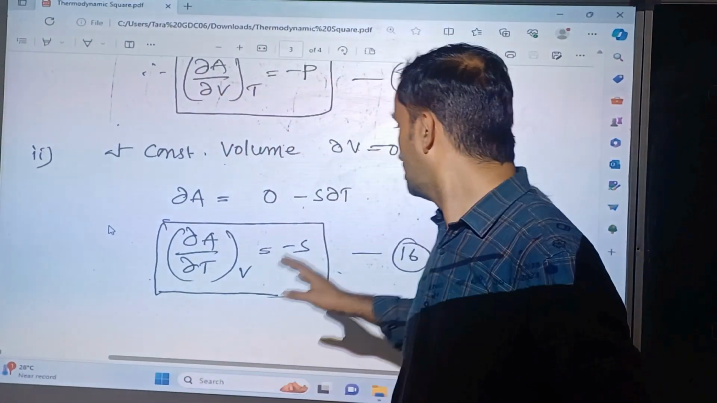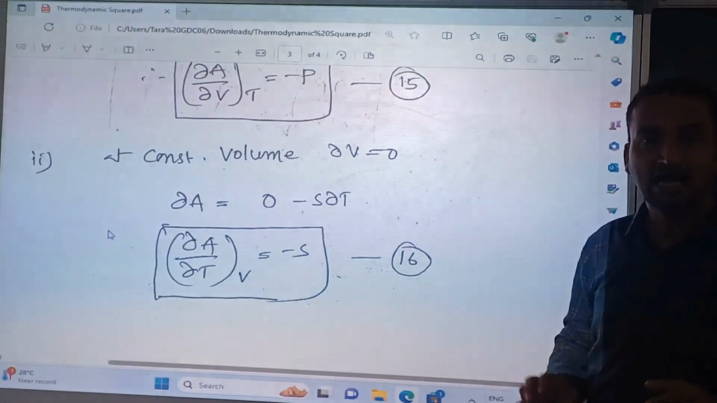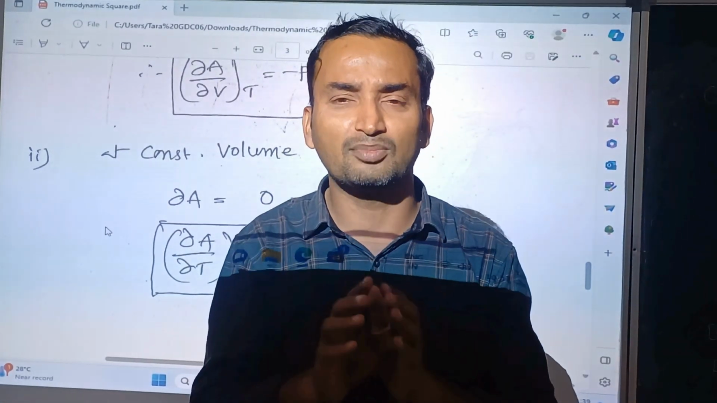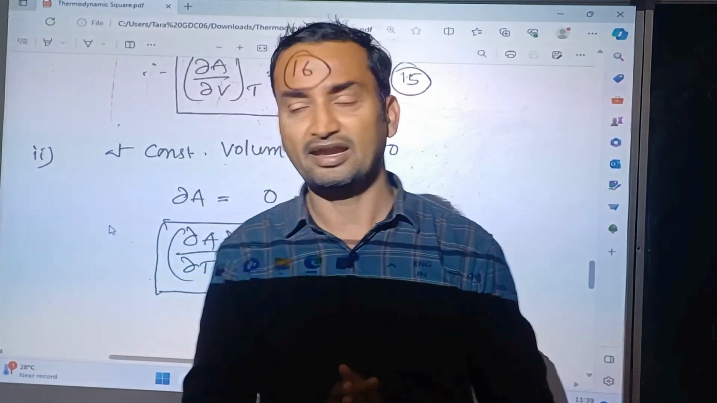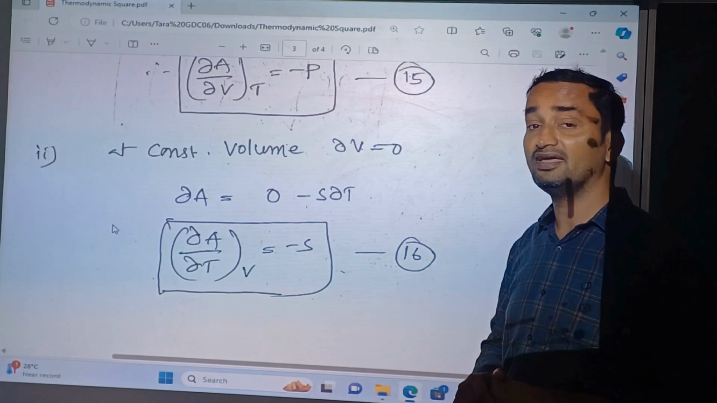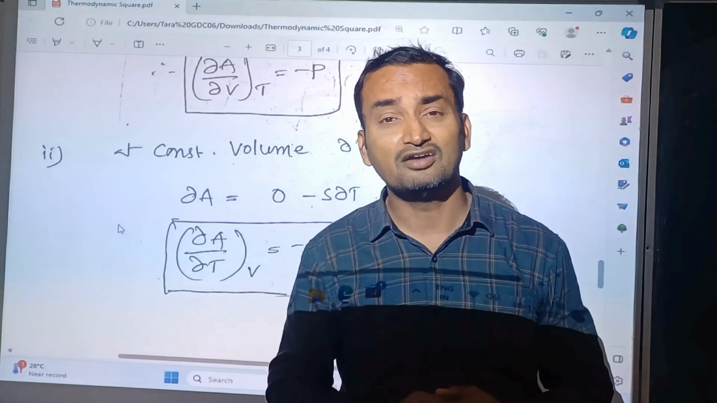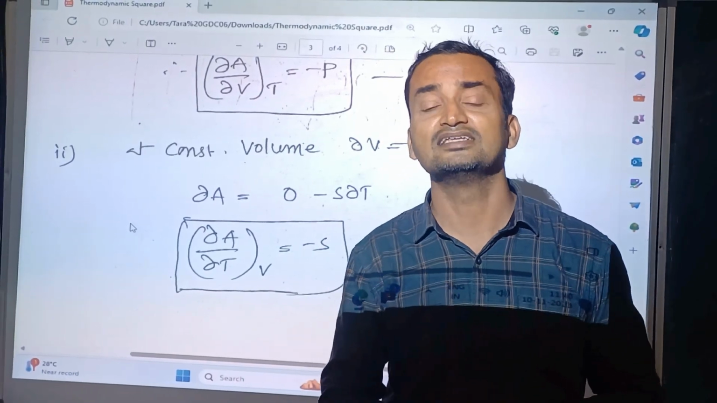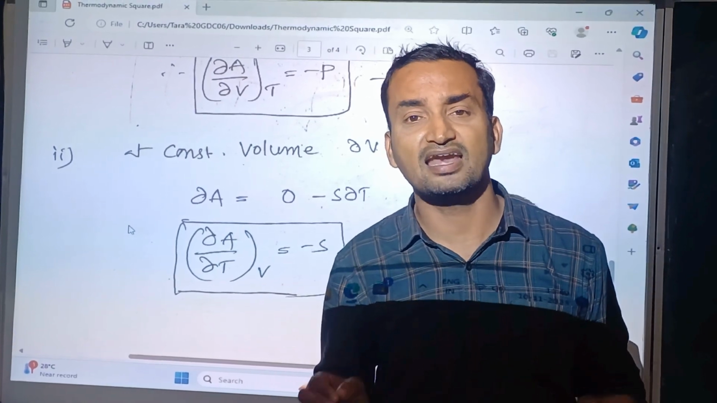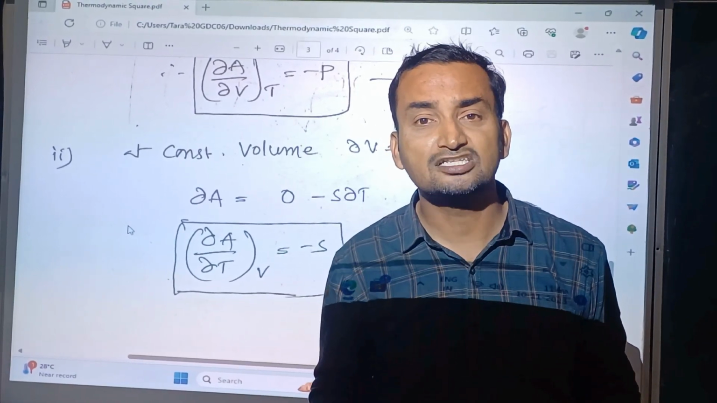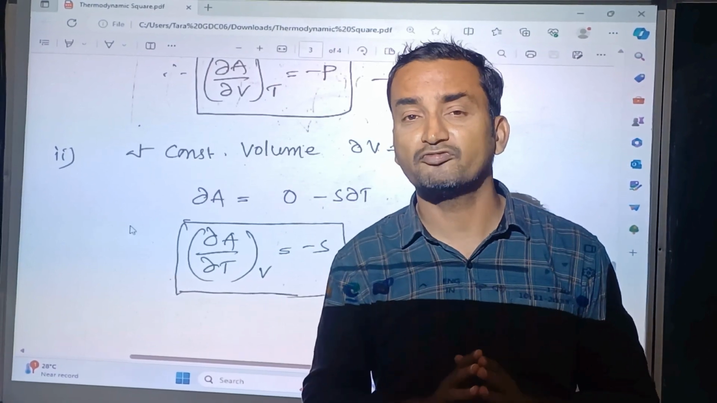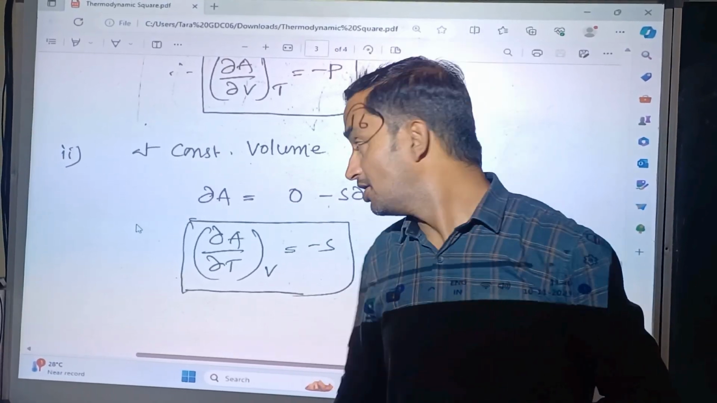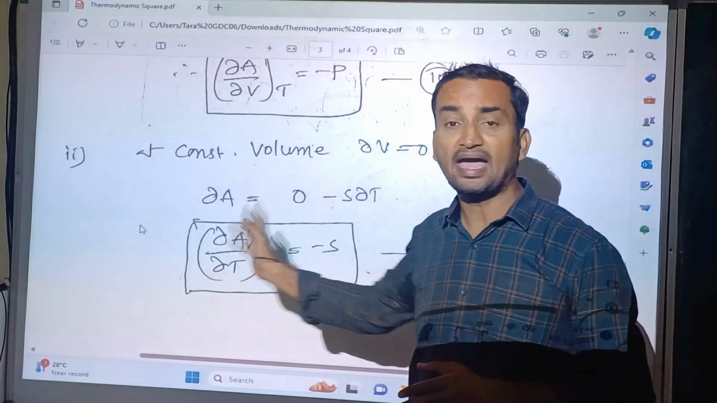Okay, now so this is the 16th relation. So till now we have got 16 relations only from the simple thermodynamic square. Clear, beta? Now we will go to what is coming in JEE Advanced. We'll get 4 more relations and those are called Maxwell relations. 4 relations will be there. So those 4 Maxwell relations also we will get from the simple thermodynamic square. Now let us move on to the Maxwell relations.